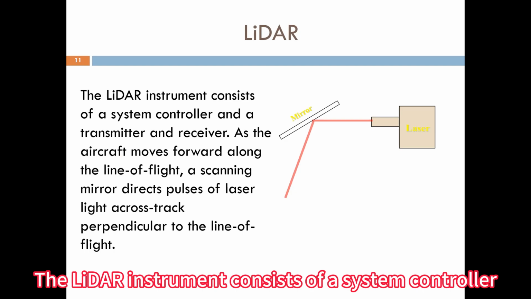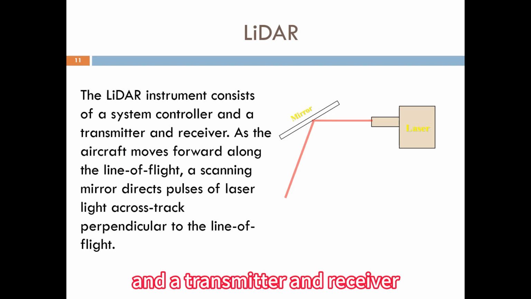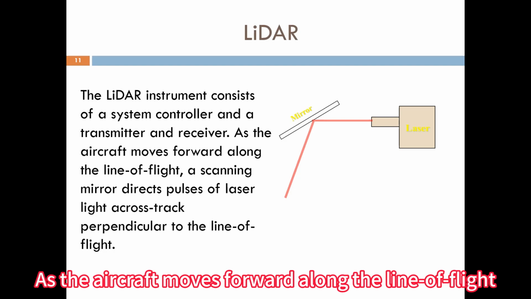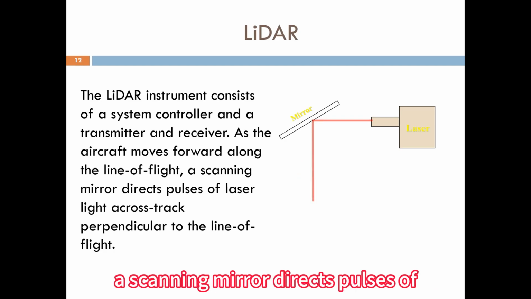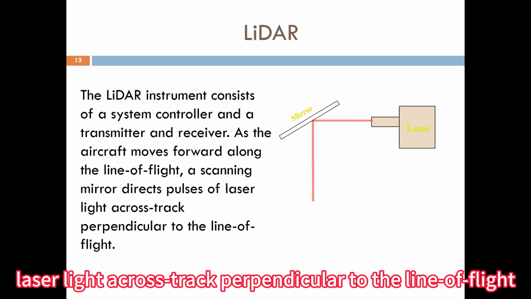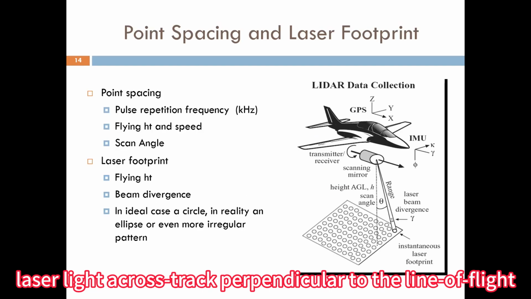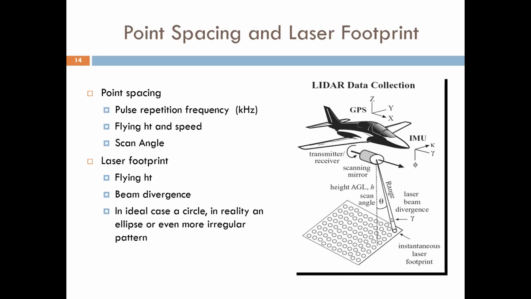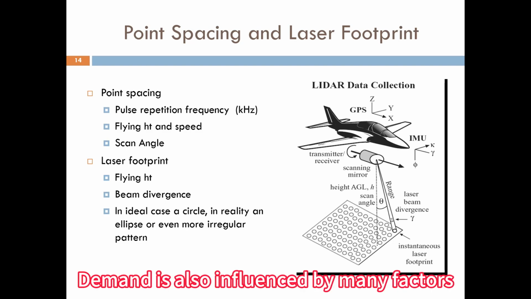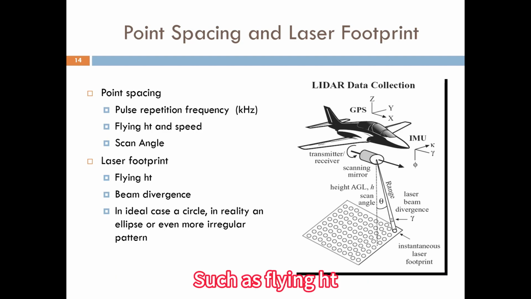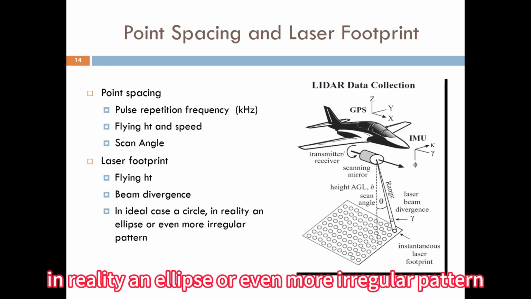The LiDAR instrument consists of a system controller, a transmitter and a receiver. As the aircraft moves forward along the line of flight, a scanning mirror directs pulses of laser light across track, perpendicular to the line of flight. The point spacing is determined by pulse repetition frequency, flying height and speed, scan angle, and laser footprint. The footprint is also influenced by many factors, such as flying height and beam divergence; in the ideal case it is a circle, in reality an ellipse or an even more irregular pattern.